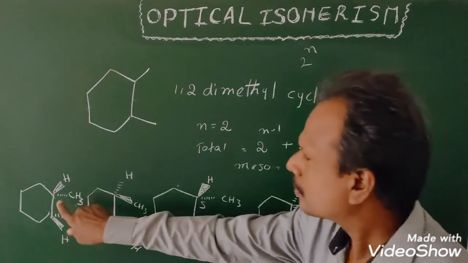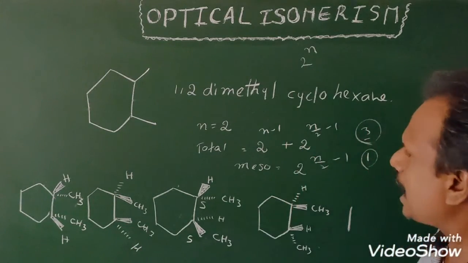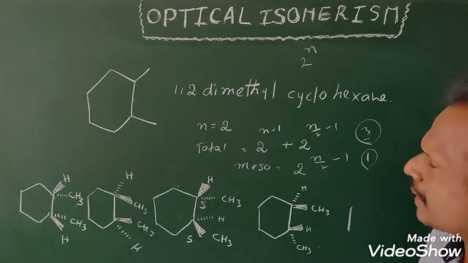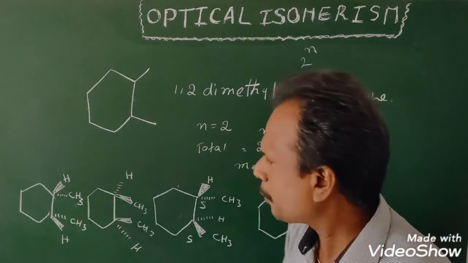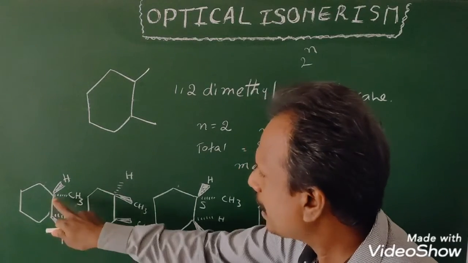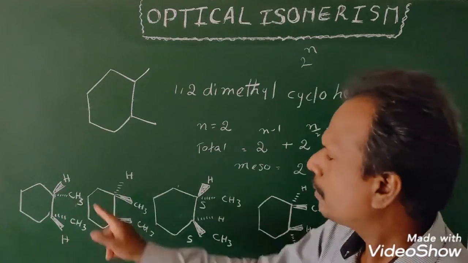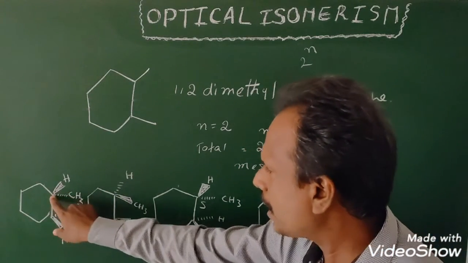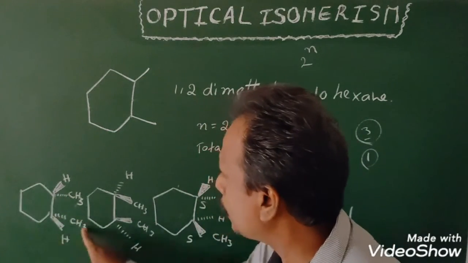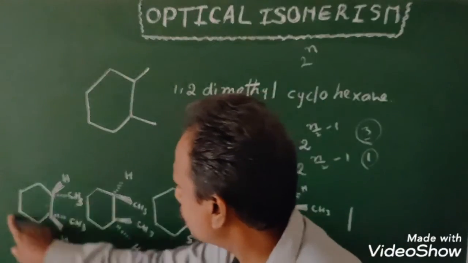By using CIP rules, we label the chiral carbons' chirality as R or S. Using CIP rules, first we label the chirality of this carbon. One group, first group is this chiral carbon. One is methyl, another is H. Another group is, this is the another group. Fourth group is, it is the fourth group. They are not symmetrical. So different groups.